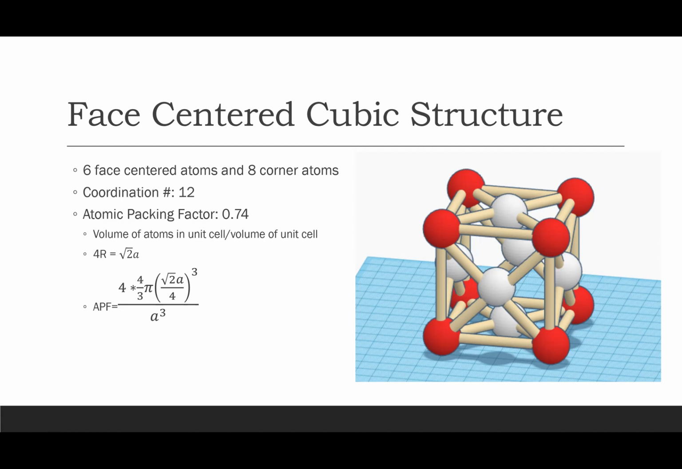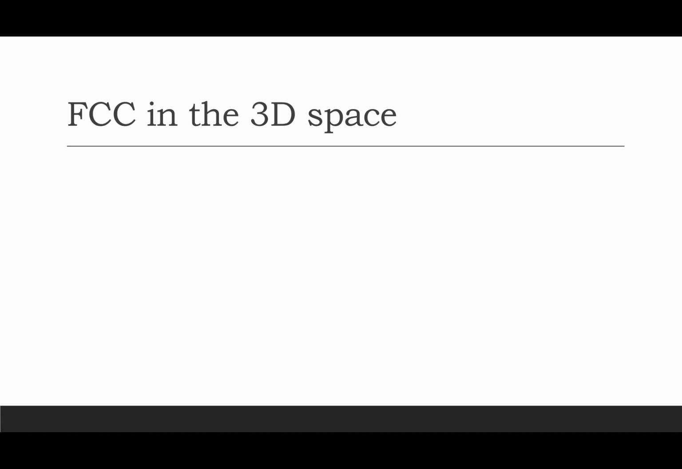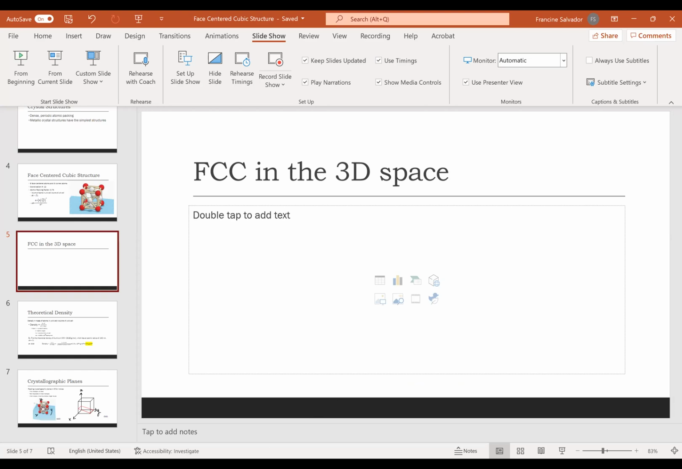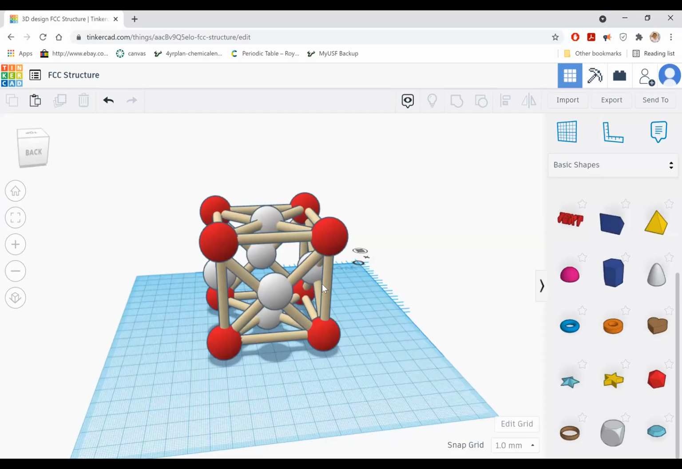The face-centered cubic structure also has an atomic packing factor of 0.74, which is just basically how much space the atoms are taking up. It's the volume of atoms in the unit cell divided by the volume of the unit cell. And I have the formula for that at the bottom listed. And the 4 in the numerator is indicative of how many atoms are in the unit cell, which is going to be 4. And I can show you that as well in the 3D space. So let me move over to Tinkercad and I will show you what I'm talking about.